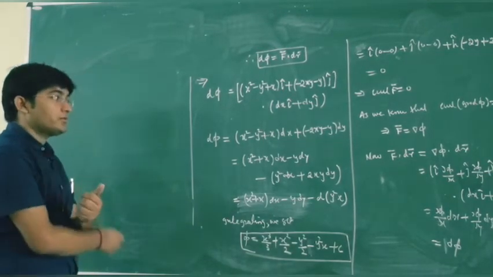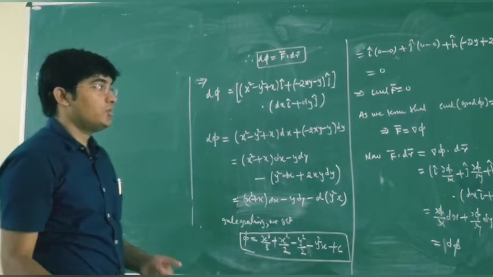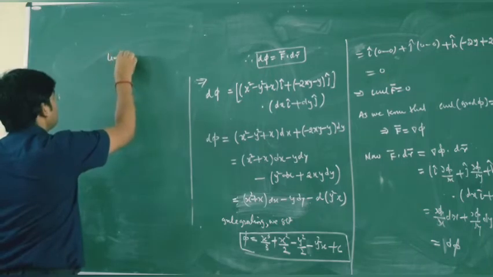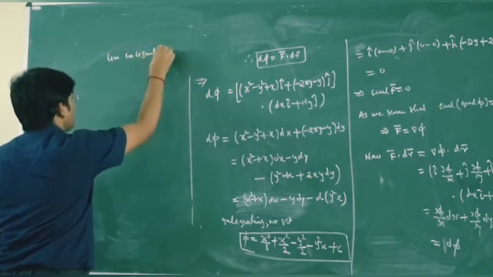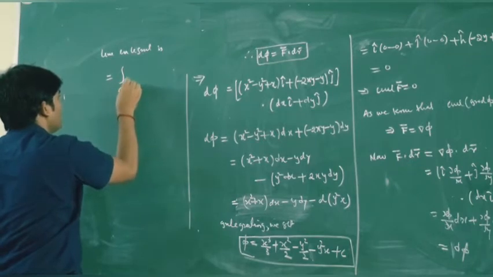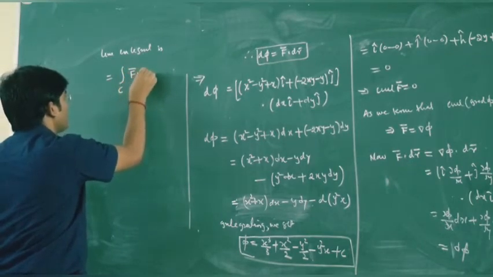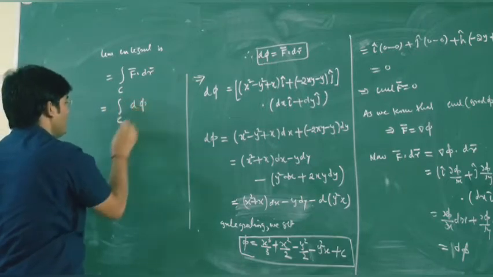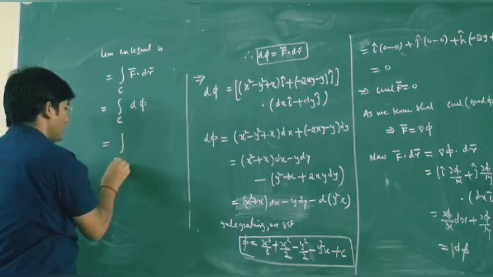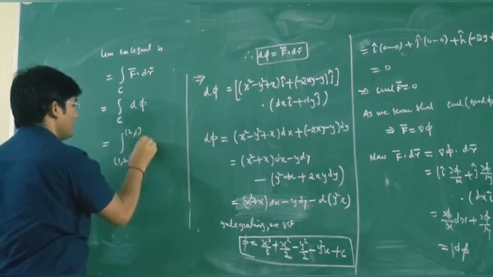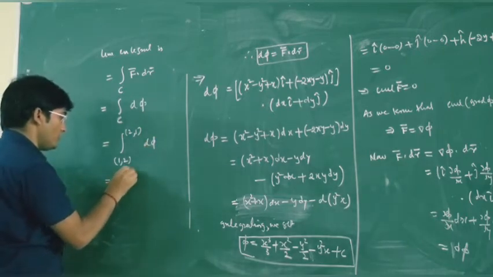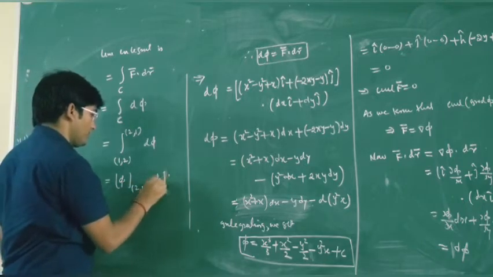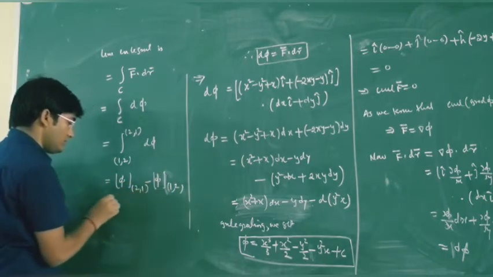Now we have to evaluate the line integral passing from (1, 2) to (2, 1). So your line integral will be equal to the integral over the curve C of F dot dr. Now your F dot dr is your d phi. So if you write the two points on the curve as (1, 2) and (2, 1), then this will be equal to the value of phi at (2, 1) minus the value of phi at (1, 2). So this will be your answer. Now just simplify this one.